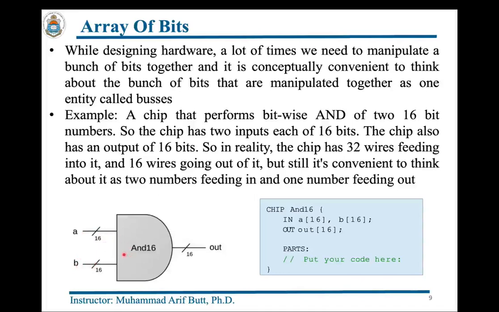So in reality, this chip actually has 16 plus 16, 32 wires feeding into it. And of course, there are 16 wires going out of it. But still, it is convenient to think about it as two numbers feeding in and one number going out. The behavior of this AND is it will bitwise AND these two numbers and generate the output. The interface is very simple. We have the in keyword followed by A and B. But this time we have a subscript operator mentioning the number of bits this number has. So A is a 16-bit number and B is also 16-bit. So this AND16 chip will operate on these two binary numbers and generate the output.